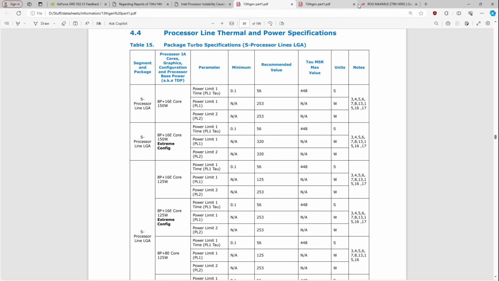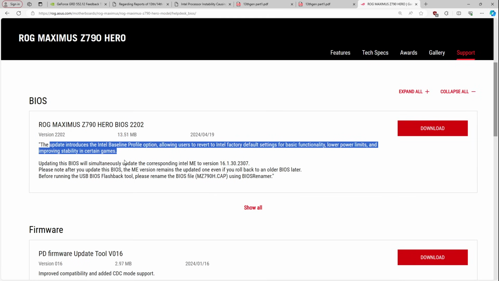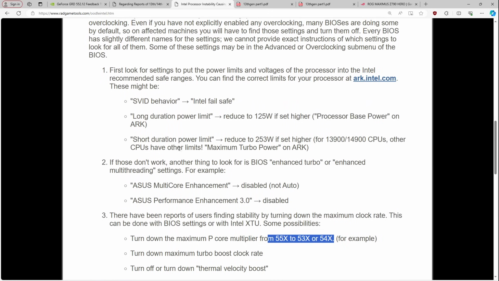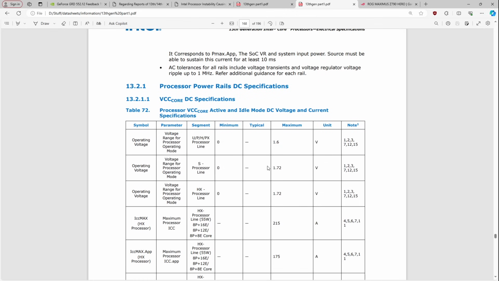Anyway, since then, Asus has put out a BIOS update for some of their motherboards that adds an Intel baseline profile, which basically enforces the Intel power limits, and also sets the SVID behavior to Intel failsafe, which gives you a ton of extra voltage, which should basically ensure that the CPU never ever crashes. That's why it's called failsafe. The bad news is it does give you an absolute ton of voltage, and the upper limit of the operating voltage according to Intel is up to 1.72 volts. But I have doubts about this actually being safe for long-term use.